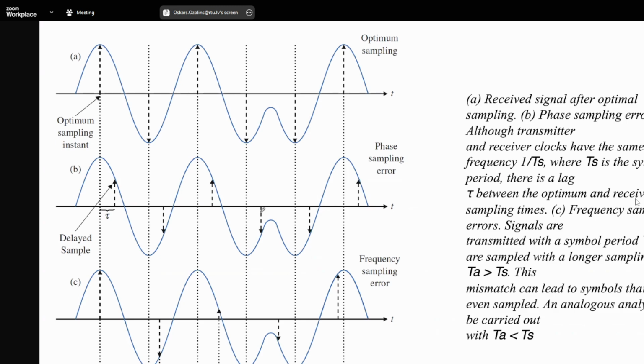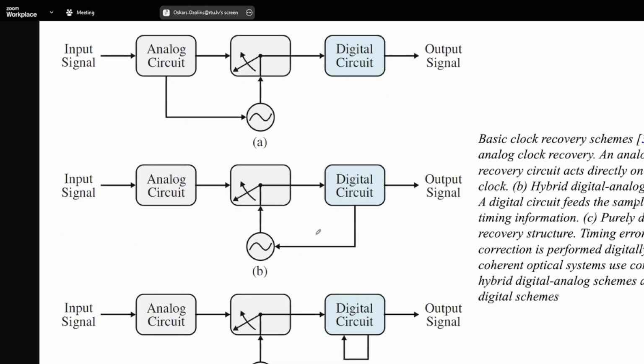So then you get these phase errors, and you can get frequency sampling errors. So you don't sample at the same rate, at the same frequency. These are problems which can happen with the analog to digital converters. Because you would assume that in ideal cases you sample at the maximum amplitude, and also at the same times. So these kinds of things can happen, and need to be taken into account.